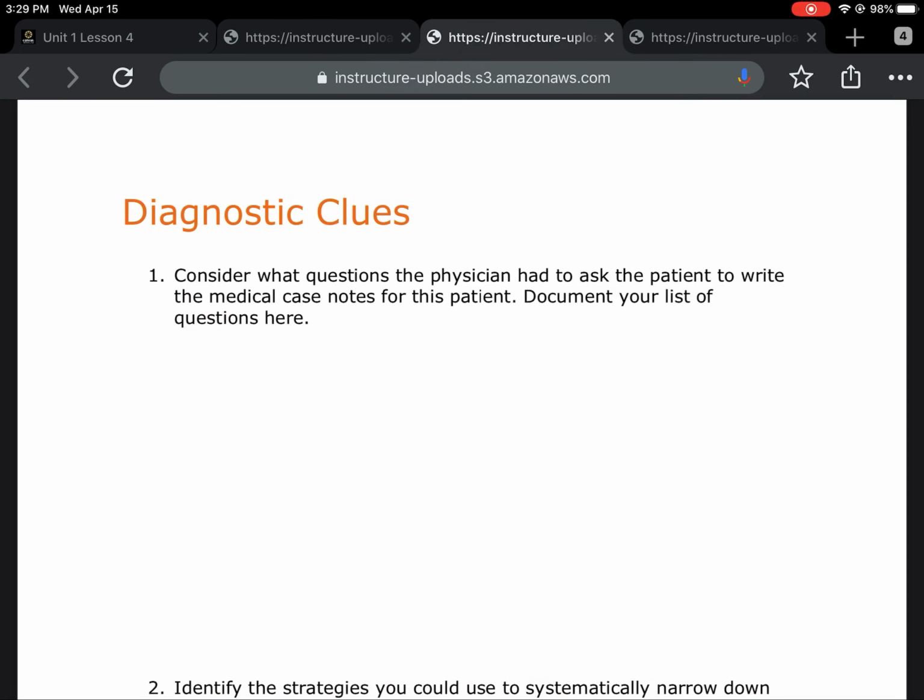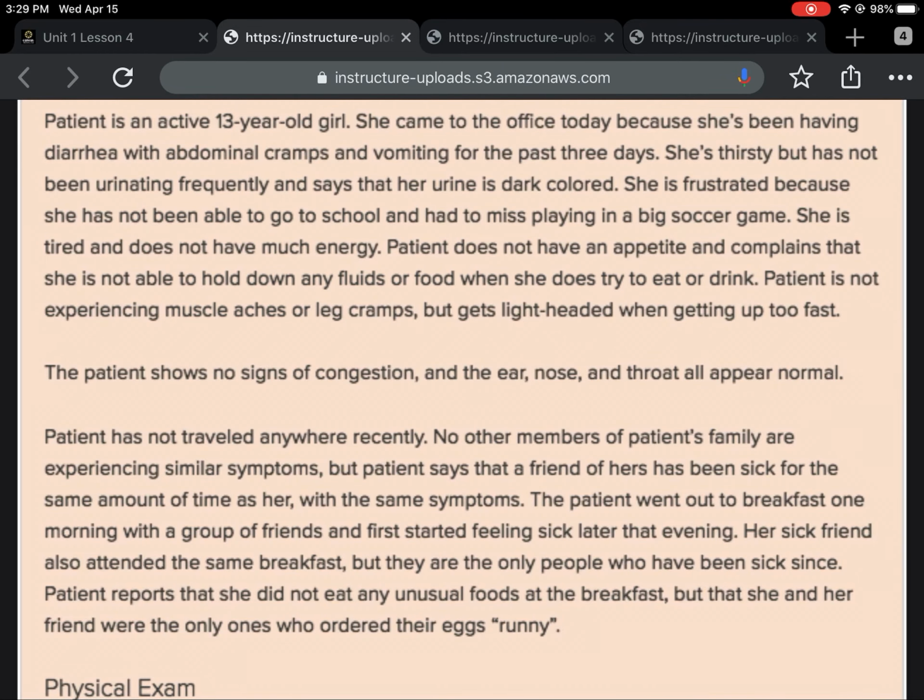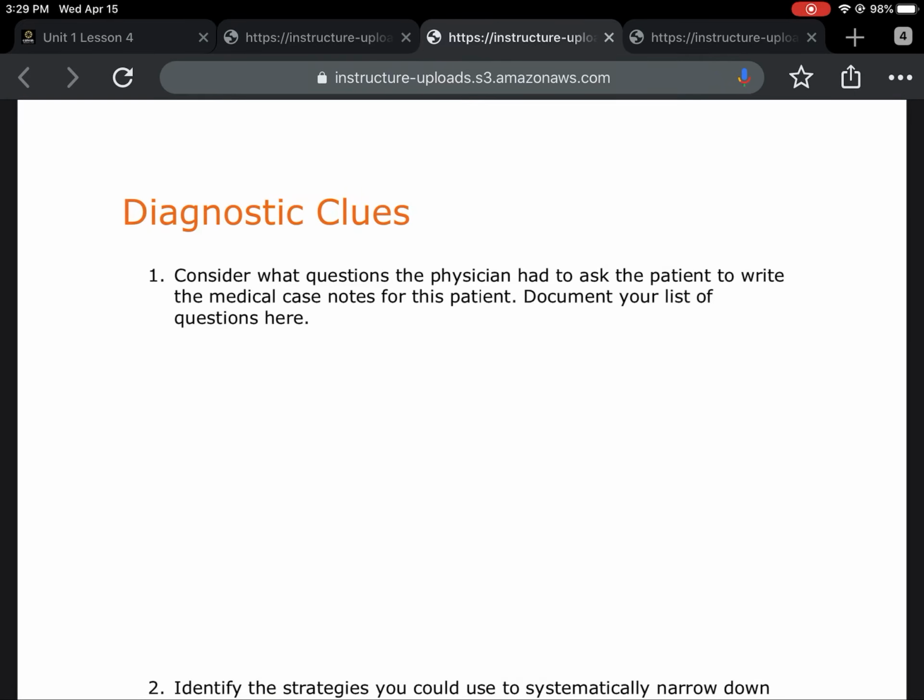So write down all the questions. It's kind of like Jeopardy, right? They give you the answer. You've got to come up with a question. So there is the question. And you're going to write those out.